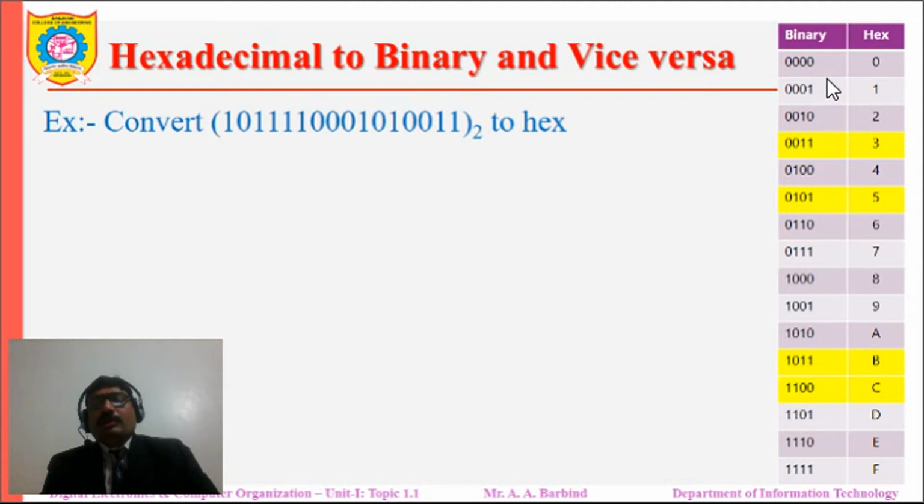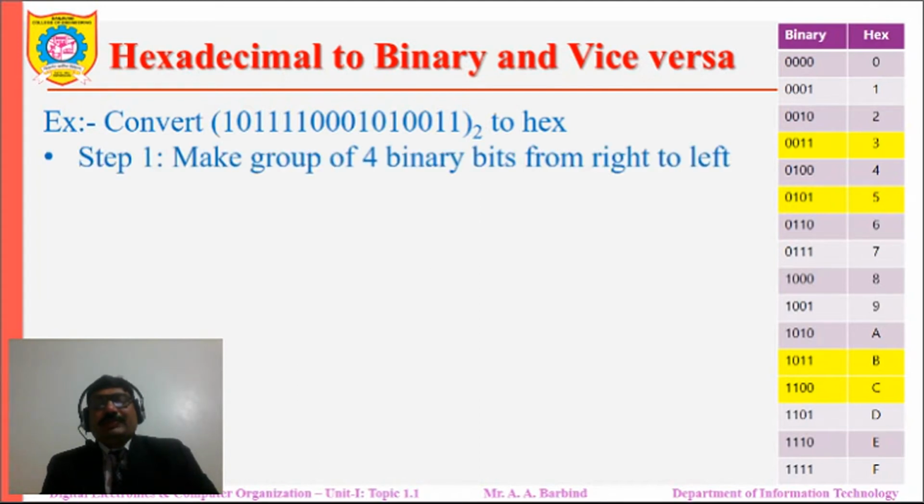But as you work with binary and hexadecimal numbers and their conversion, this particular table will be known by heart to you, and you won't need to refer to it for conversion between binary and hexadecimal number or hexadecimal number to the binary number. So let us first see how this binary number can be converted to hex.